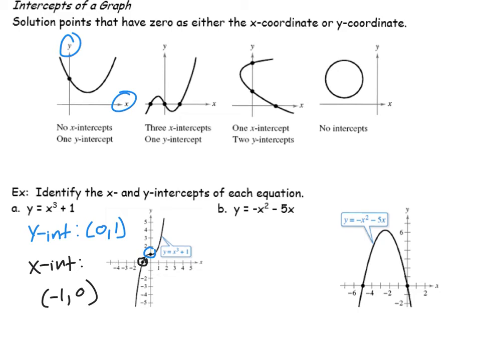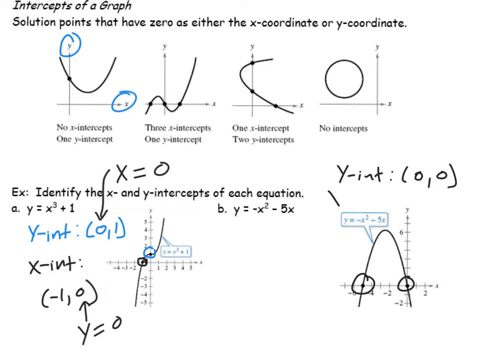Notice the pattern here with your x- and y-intercepts. We'll talk about this more in 1.2 actually: at your y-intercept, x equals 0. That's always the case. X is always 0 at your y-intercept, and for your x-intercept, y is 0. In fact, I want to show you that here. Again, you could just observe: for my y-intercept, that looks to be the point (0, 0). And for your x-intercepts, looks like (0, 0) and then (-5, 0).